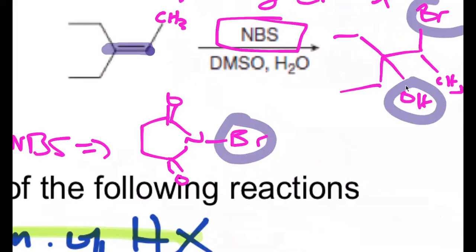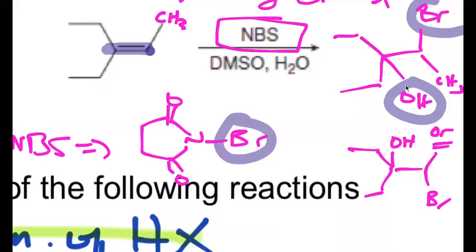I could have done it this way, where I put the OH up here and the Br down here. But either way, that CH3 group is still going to be there. I'm just going to put "or," because it really is all semantics. It doesn't matter which, as long as you draw the OH and the Br on opposite sides.